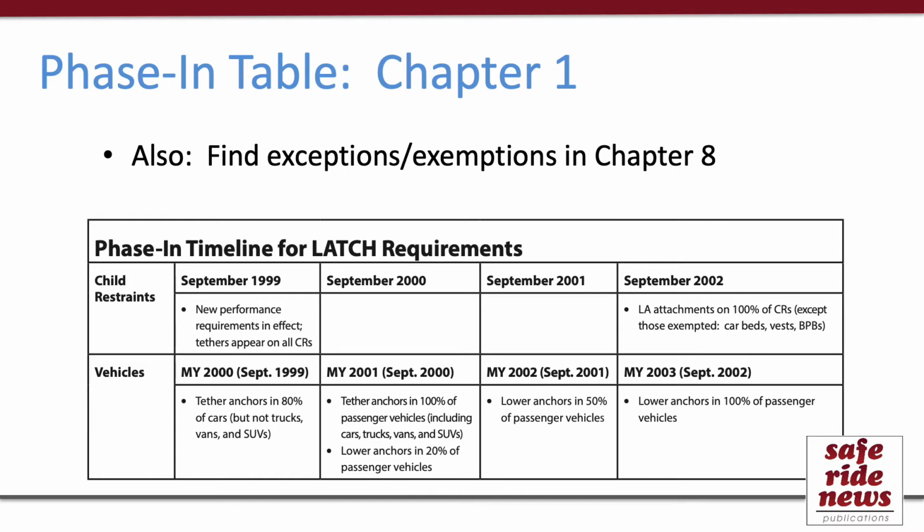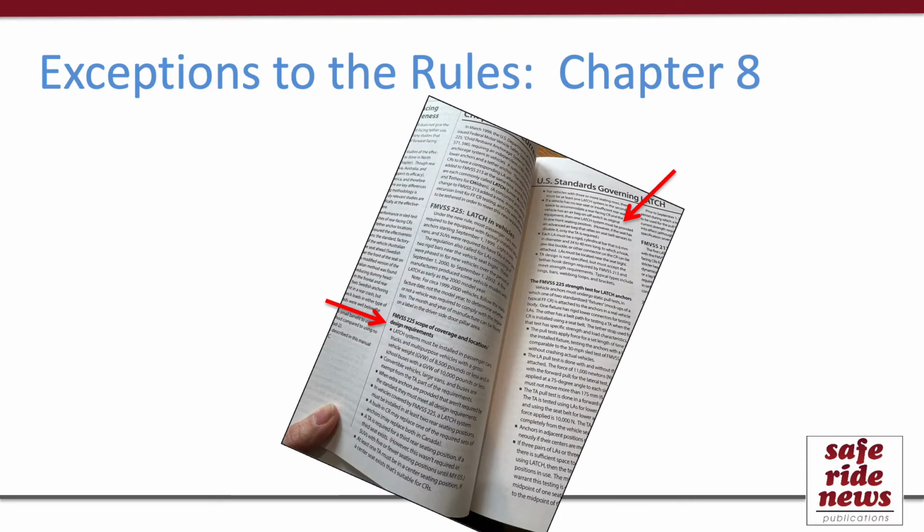So as time passes, we run into these older vehicles less often, but when I do come across one, it helps me to be reminded of these phase-in milestones. So I've got an idea of what I can expect regarding lower and tether anchors. And of course, there are vehicles that are exempt from FMVSS 225, as well as some that were given exceptions to the phase-in schedule. So if you see a vehicle that seems like it's not properly equipped with LATCH based on its age and the phase-in timeline from that table, then you can flip to Chapter 8 to see if there might be an exemption or an exception that the vehicle you're working with might fall into.